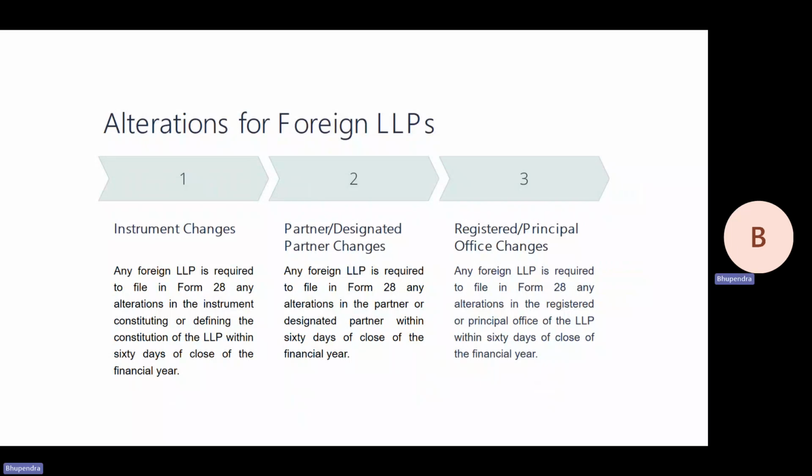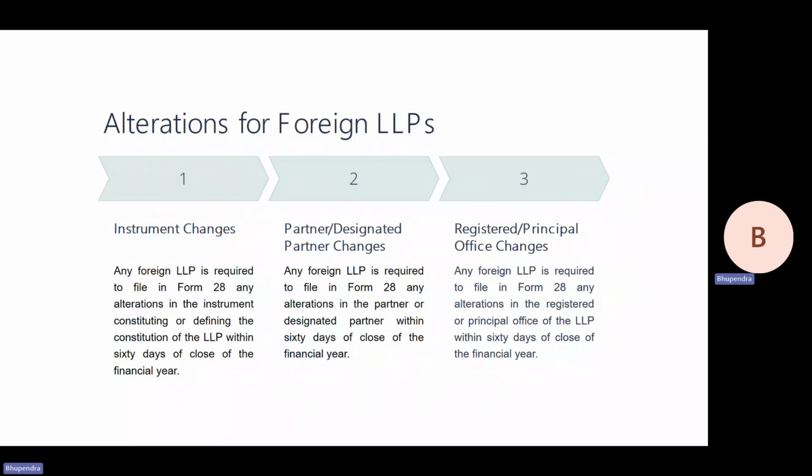कोई भी इंस्ट्रूमेंट में चेंजेस, स्पेसिफिक इंस्ट्रूमेंट है LLP का, फॉरेन LLP। नॉर्मल LLP was covered by Harshita, तो फॉरेन LLP में चेंज हुआ तो 60 डेज में। Any change in the partners, designated partners, then Form 28 only is there for registration in partnership within 60 days of the financial year. Registered principal office change. Any foreign LLP is required to file Form 28 for any alteration in the registered or principal office of the LLP within 60 days of close of the financial year.